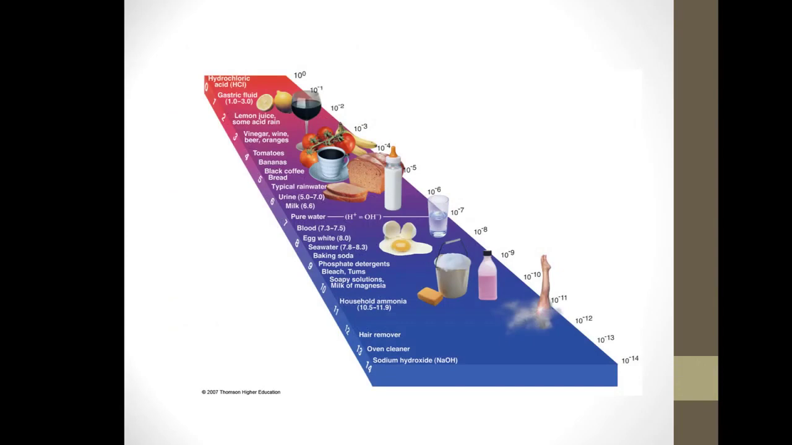And I love this graphic because it's really effective. So the leg that's sticking out of the graphic here is hair remover, and that's got a very high pH. That's about 12. And then you go down to, say, tomatoes. That's 4. Vinegar is 3. And you can see typical rainwater is actually between 5 and 6. It is not neutral.